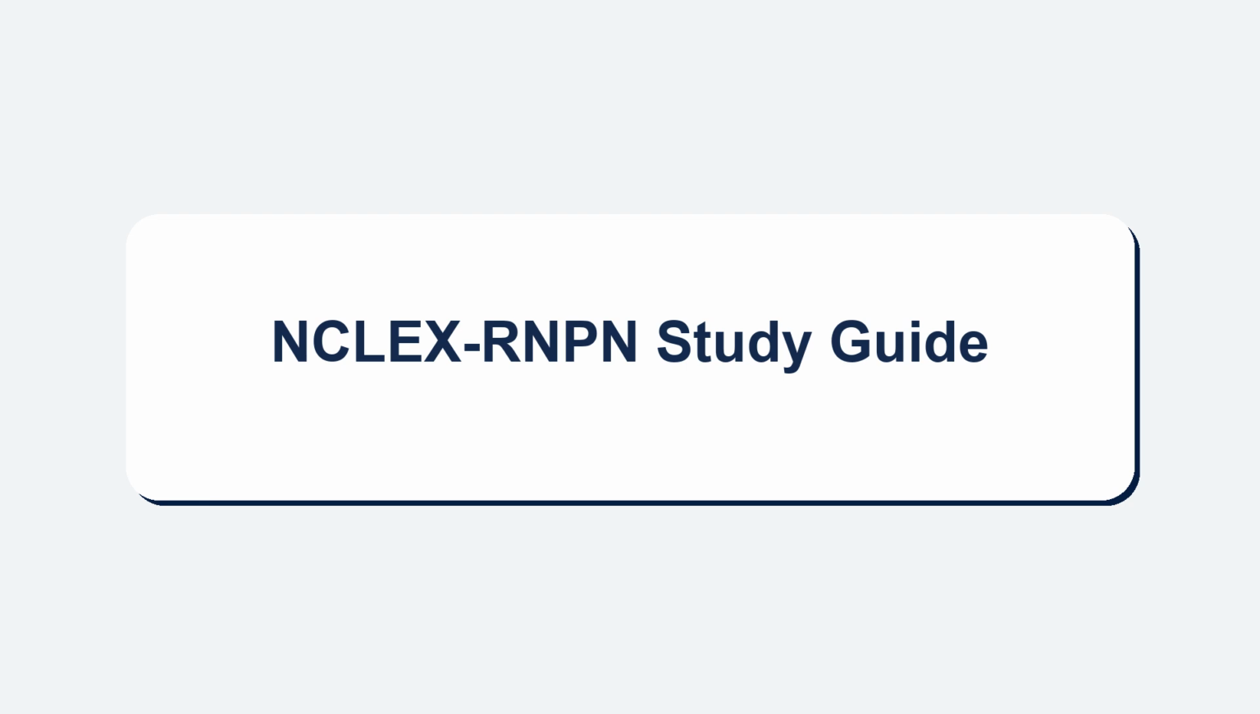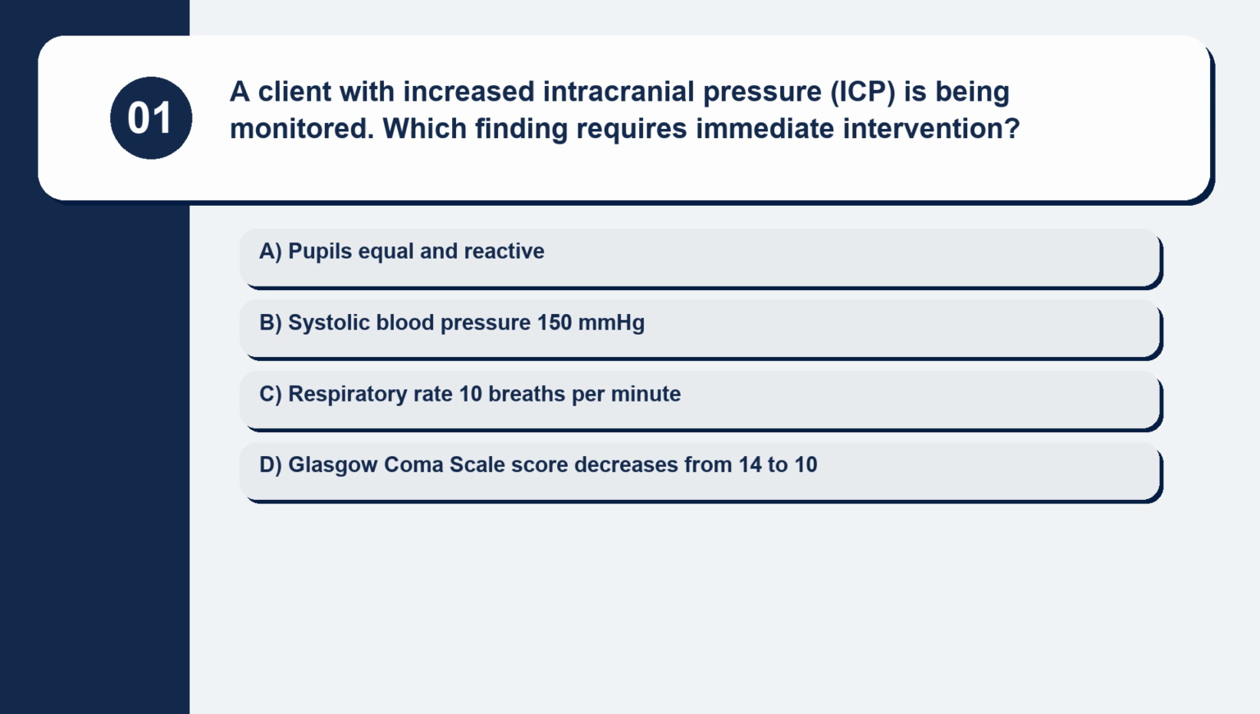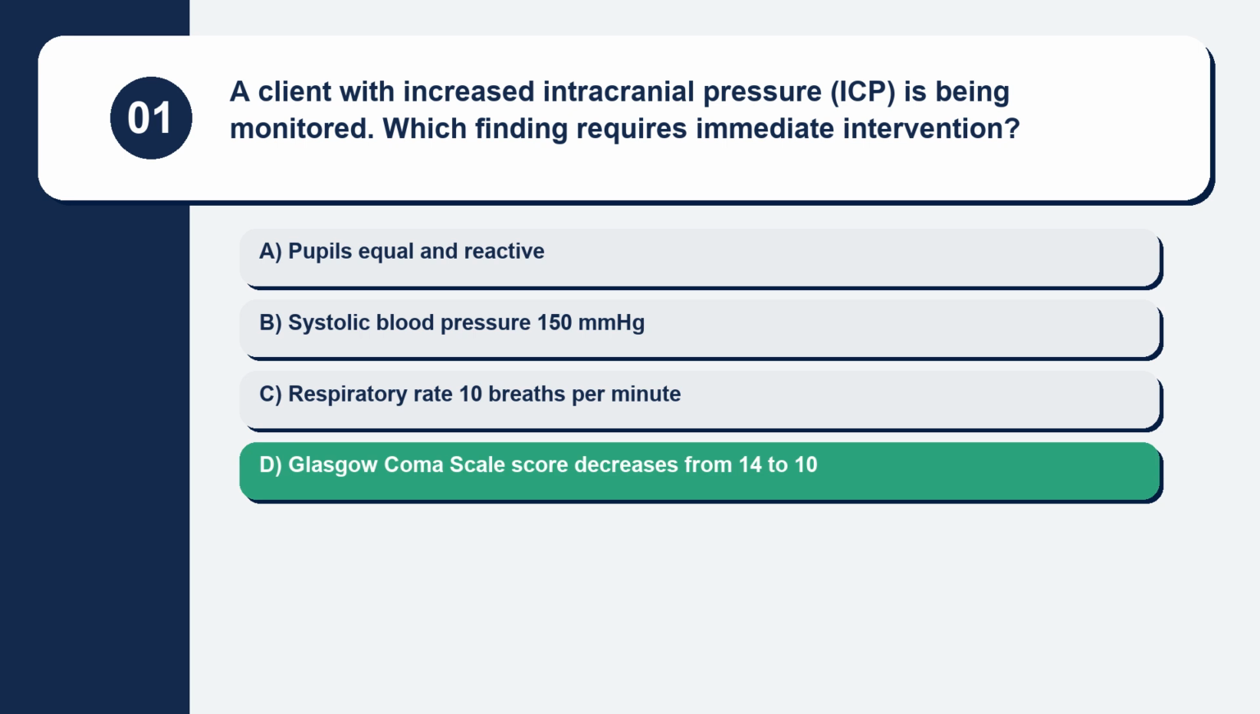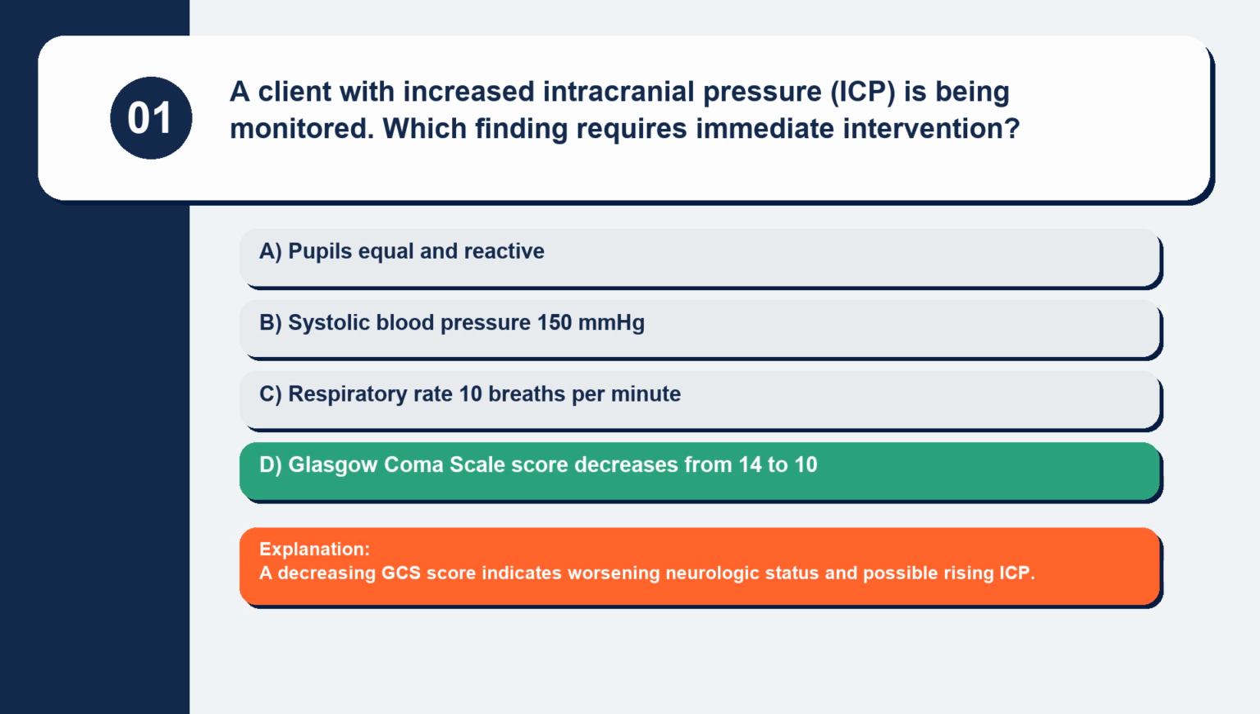NCLEX RN/PN Study Guide. Question 1. A client with increased intracranial pressure, ICP, is being monitored. Which finding requires immediate intervention? Pupils equal and reactive. Systolic blood pressure 150 mm of mercury. Respiratory rate 10 breaths per minute. Glasgow Coma Scale score decreases from 14 to 10. A decreasing GCS score indicates worsening neurologic status and possible rising ICP.